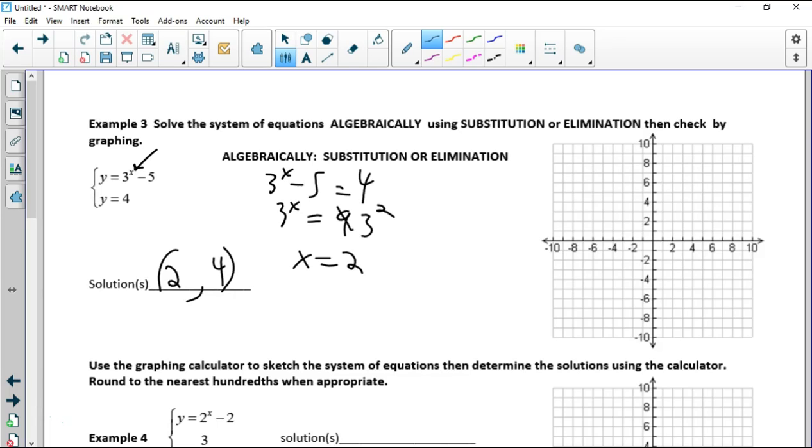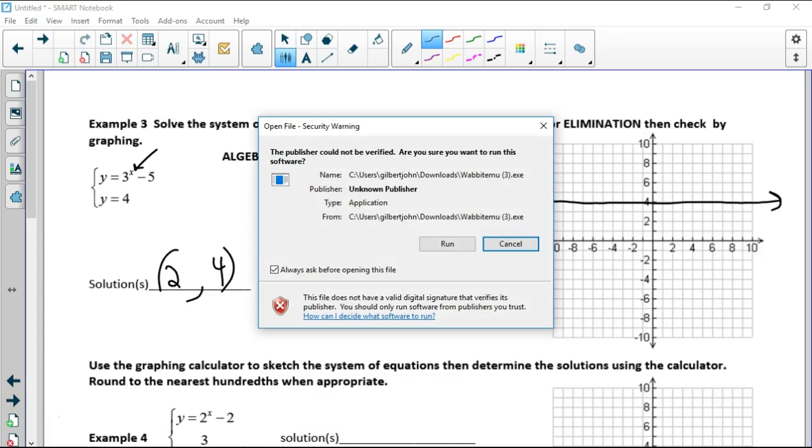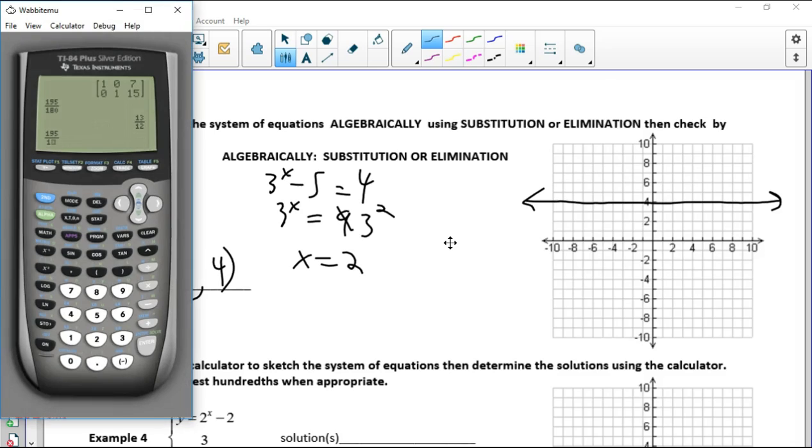So y equals 4 is a horizontal line going through 4, because y is always 4. And then for 3 to the x minus 5, use our handy-dandy calculator and put it in and get some points. So y equals, clear out whatever you got in there, 3 to the power of x. Make sure you come down, and it was minus 5. And we're going to graph. Oop. Zoom 6. Something's not working. There we go.